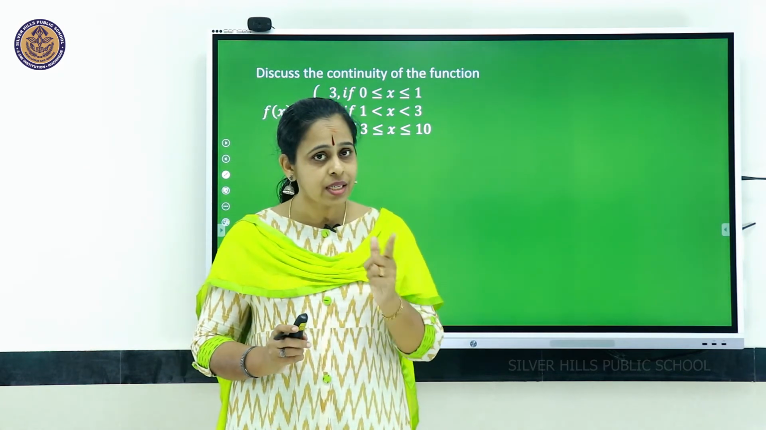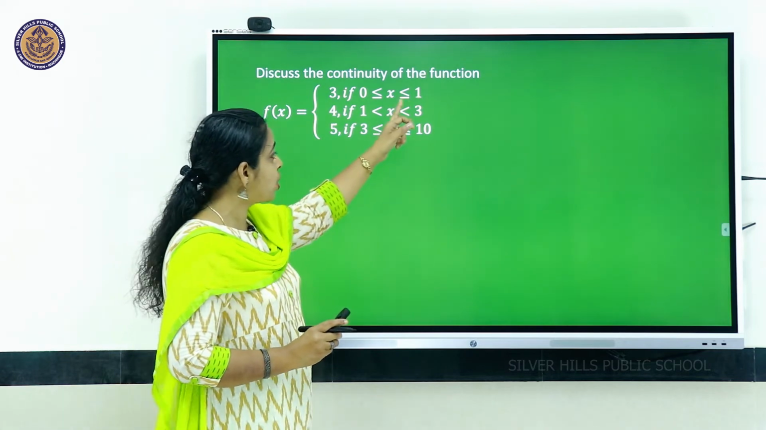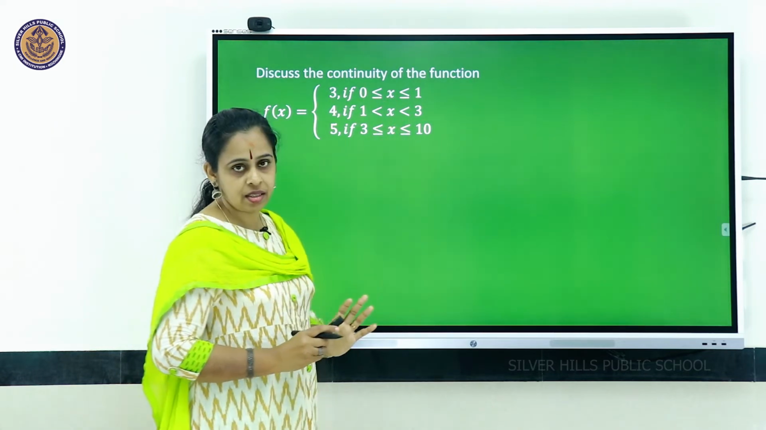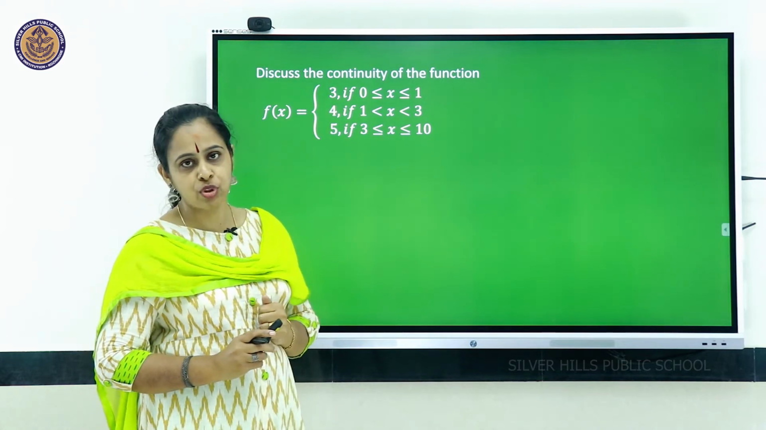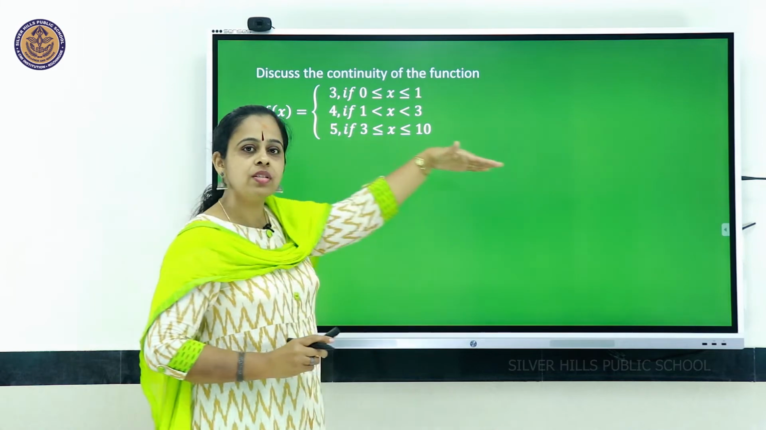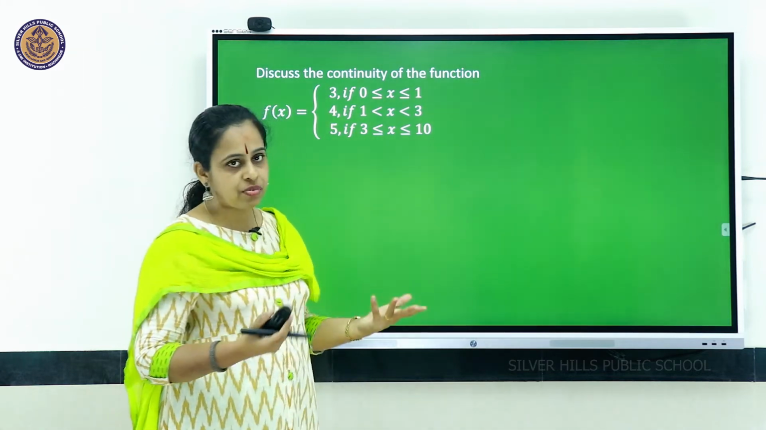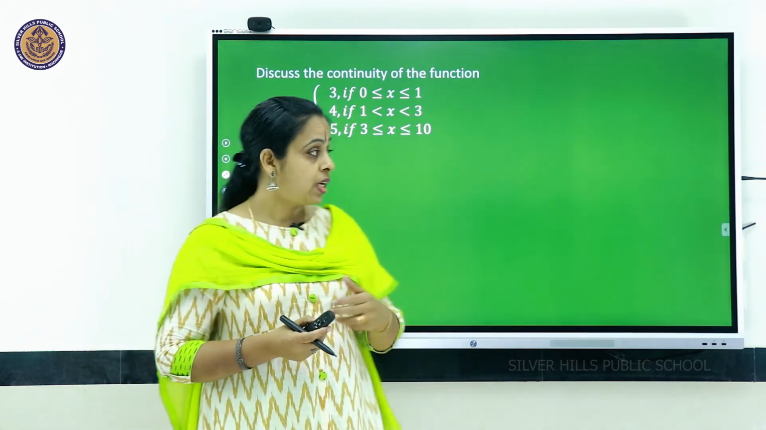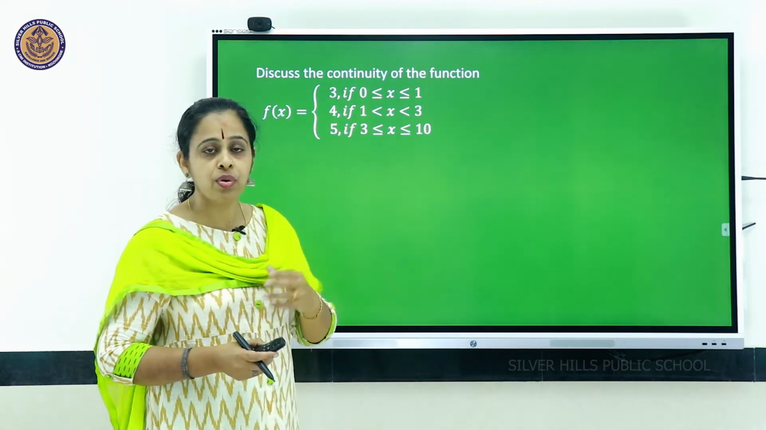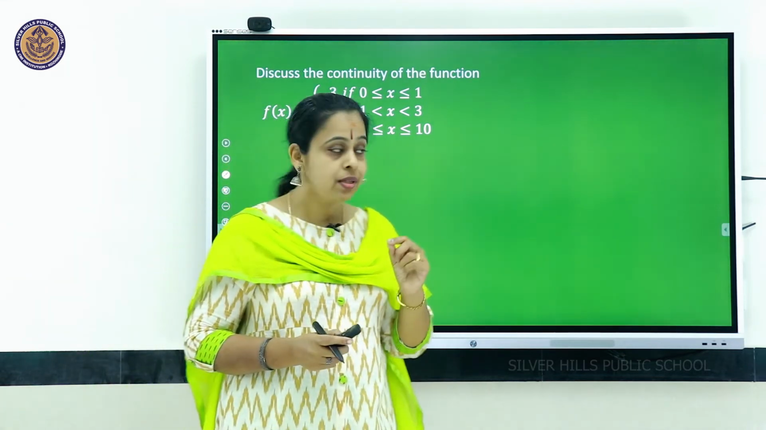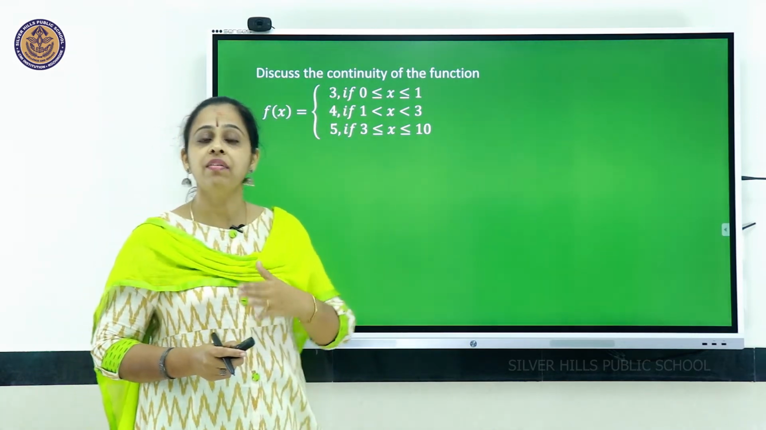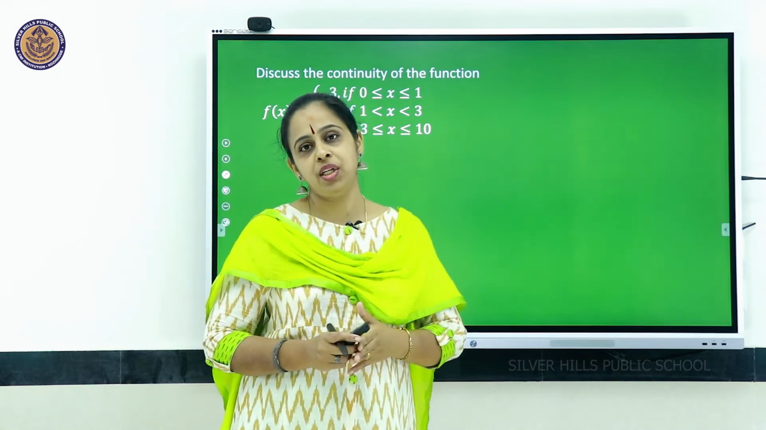Where is it broken between 0 and 10? At 1 and at 3. So, two places we have to check, because from 0 to 1 it is constant 3 itself, and a constant function is continuous. Again from 1 to 3 it is another constant 4, that place also it is continuous. From 3 to 10 again it is a different constant 5, there also it is continuous.